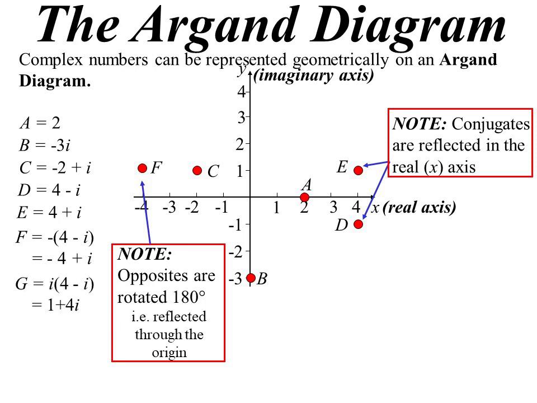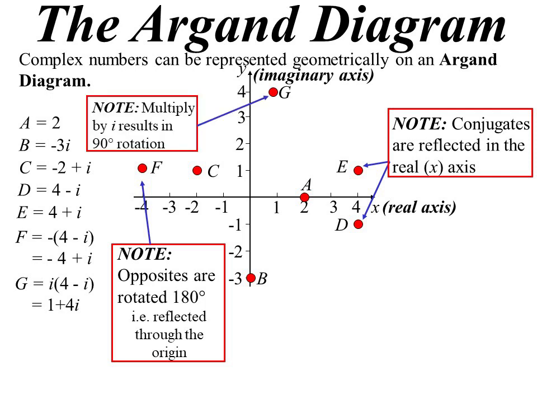Multiplication by i is very important. So 1 plus 4i, let's plot it. So we plot 1 plus 4i, and it turns out to be a rotation of 90 degrees. So when you multiply by i, you get a rotation of 90 degrees.